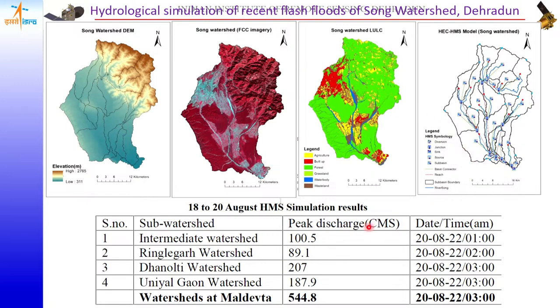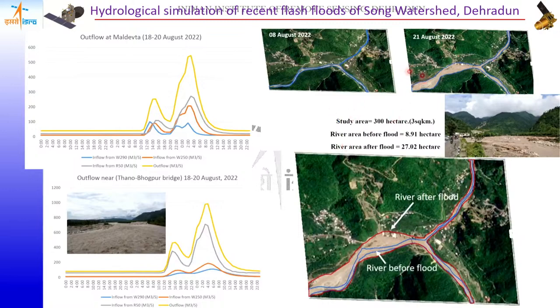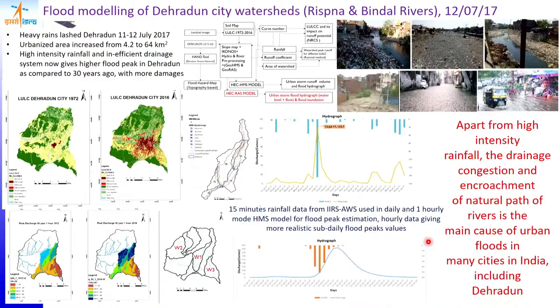And this is one example of last year's floods of Uttarakhand, where this area is known for this Song watershed of the Dehradun, which is draining to the Rishikesh. It is well known for such kind of heavy events. So you can see here before and after the flood on 21st of August 2022. Although damage is reported in this Mal Devta area only, because there were some human settlements, especially commercial ones, which were created very near to the natural floodplain of the river.